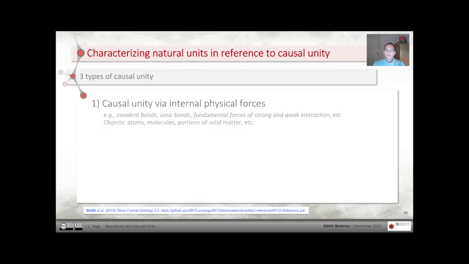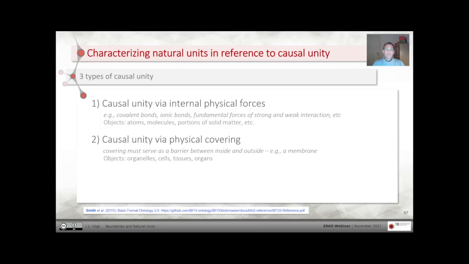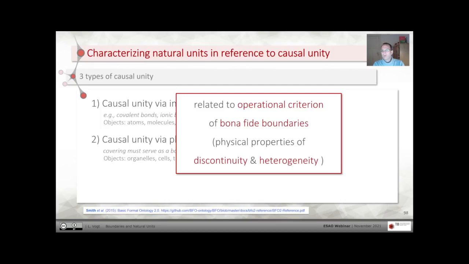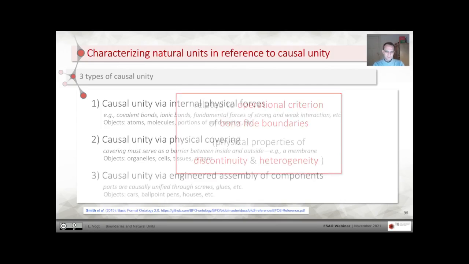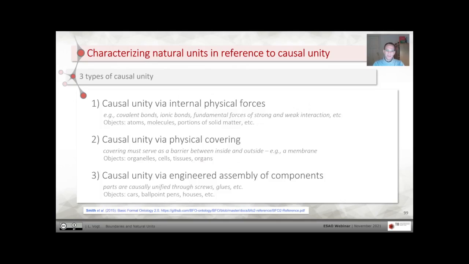So the first one is causal unity via internal physical forces. The forces are covalent bonds, ionic bonds, and so on. And typical objects would be atoms, molecules, portions of solid matter, and so on. The second criterion would be causal unity via physical covering. The covering here serves as a barrier between inside and outside, like for instance a biomembrane. And typical objects would be organelles, cells, tissues, and organs. And that's somewhat related to the operational criterion of bona fide boundaries. And then the third one is causal unity via engineered assembly of components, where we have causal unity through screws and glues and so on. And typical objects would be cars, ballpoint pens, houses, and so on.